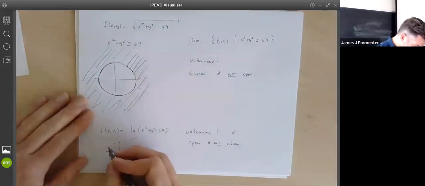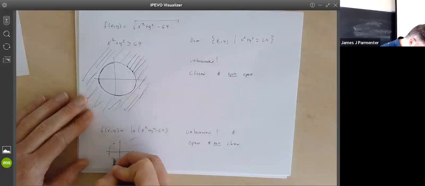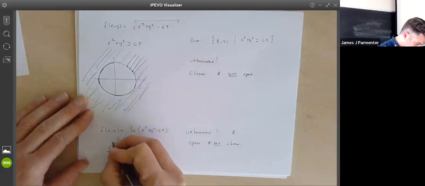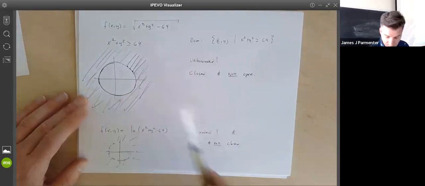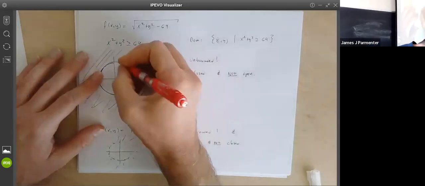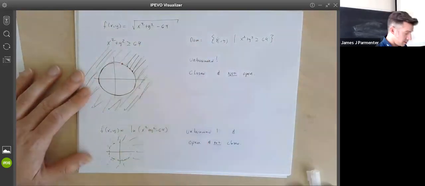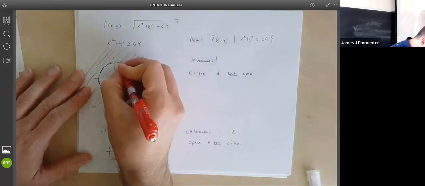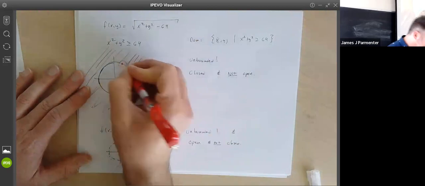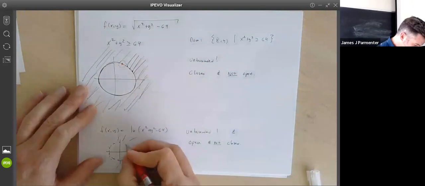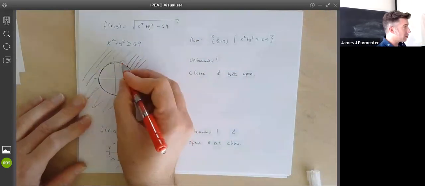Whereas in this one here, this circle here is not part of the domain. I do not want any of the points on the circle. So it's all the stuff out here. So in this one, if I pick this point right on the circle, it's definitely a boundary point, right? If I draw a little circle around it, some of that circle is not in the set that I'm looking at.